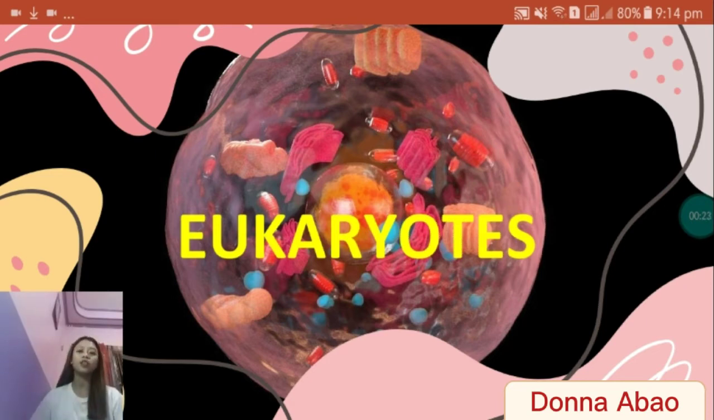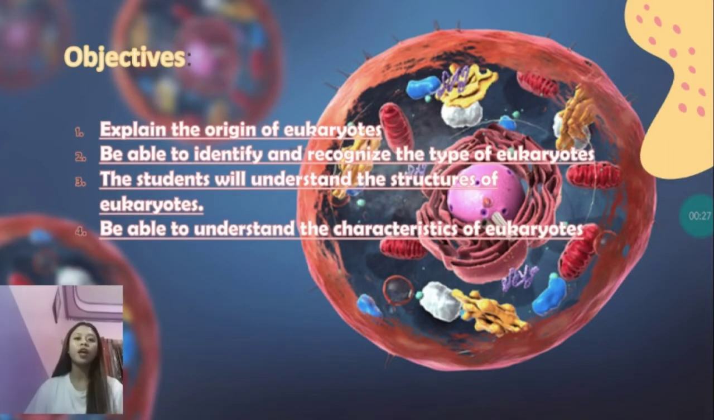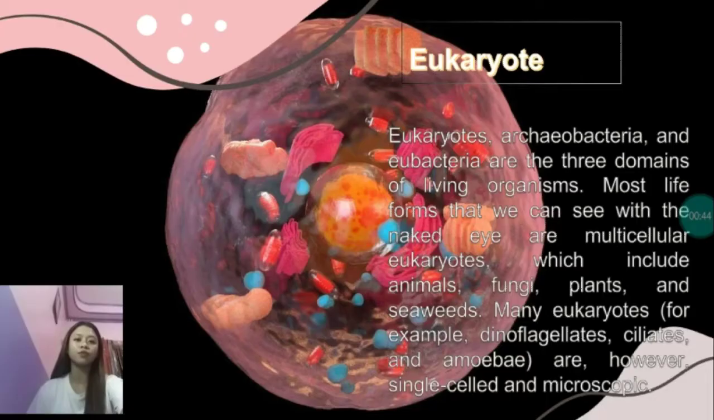I know you've gotten an idea about what eukaryotes are. So okay, let's proceed to our discussion, and here are our objectives. Our objectives are to explain the origin of the eukaryotes, to be able to identify and recognize the types of eukaryotes, to understand the structure of the eukaryotes, and to understand the characteristics of the eukaryotes.